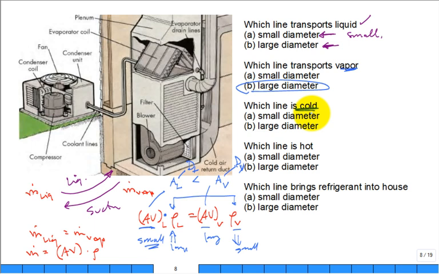Then I could put my finger on the large diameter line. Hey, that's the suction line. I can sense if it's hot or cold. That line's taking refrigerant from the inside to the outside of the house.